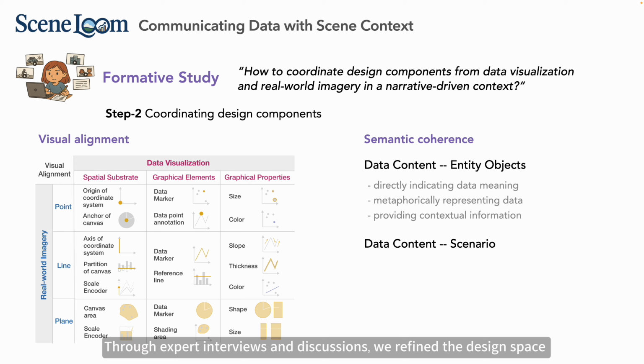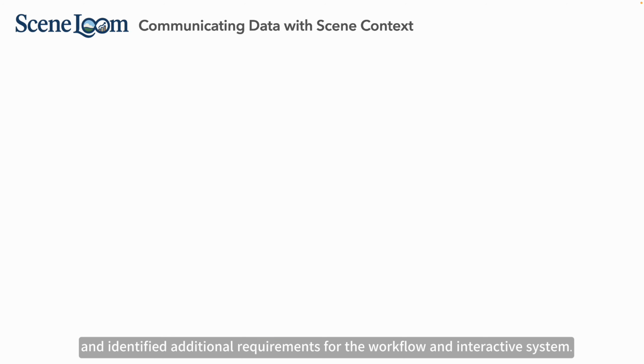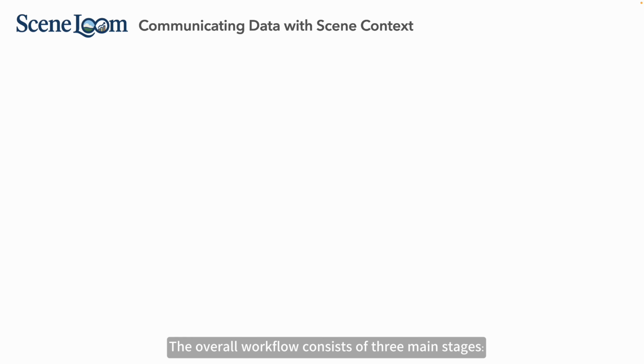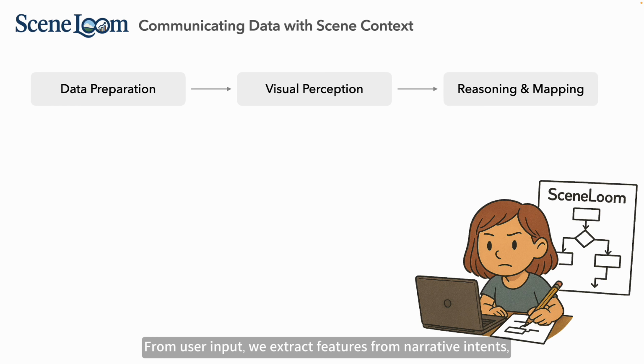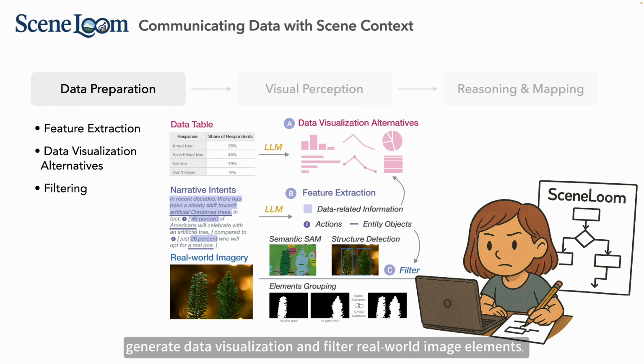Through expert interviews and discussions, we refined the design space and identified additional requirements for the workflow and interactive system. The overall workflow consists of three main stages: data preparation, visual perception, and reasoning and mapping. From user input, we extract features from narrative intents, generate data visualization, and filter real-world image elements.